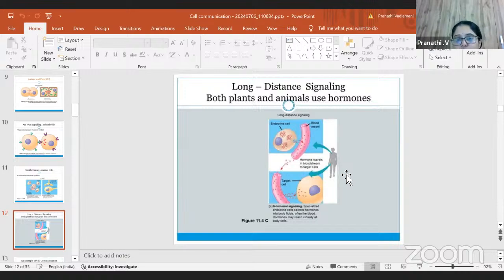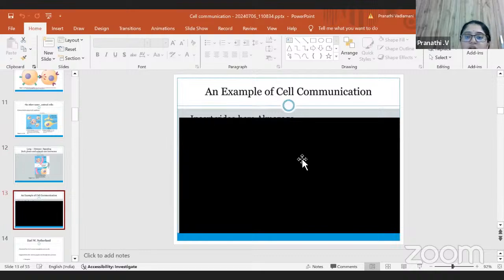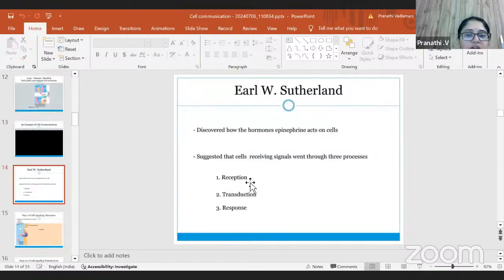So how are they going to do this? They travel through the blood vessels to the target cell finally. And then you have these specialized endocrine glands releasing into the lymphatic system or the blood, and they will reach the blood. So that is cell communication.